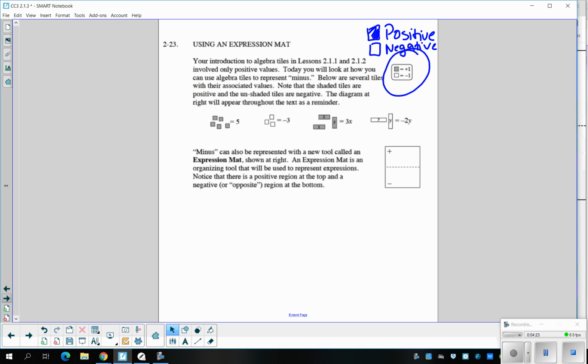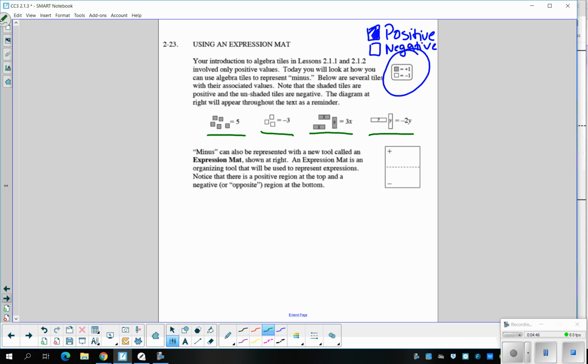So you can see how this is going to show value. Like this one right here, there's 5 positive unit tiles, so that has a value of 5. These ones, see how they're white? That would mean that we have a -3. Then we have 3 x's, they're positive, and then we have 2 unshaded ones, which means that it's -2y.